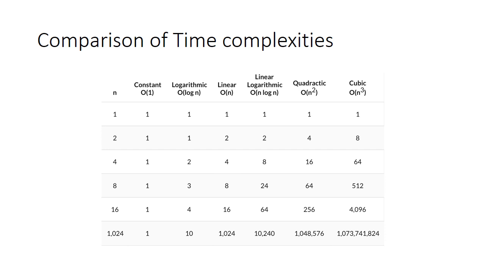At an input size of 1024, n log n algorithms have an order of 5 compared to quadratic algorithms, which have an order of 7, which means they're at least 100 times faster. So n log n algorithms like merge sort are much faster than n squared algorithms like bubble sort.